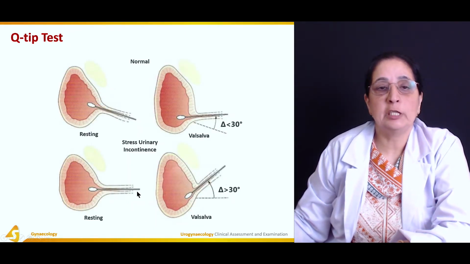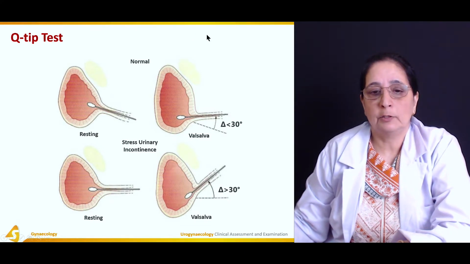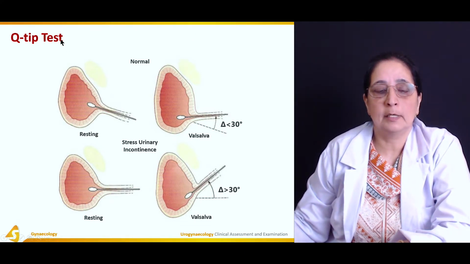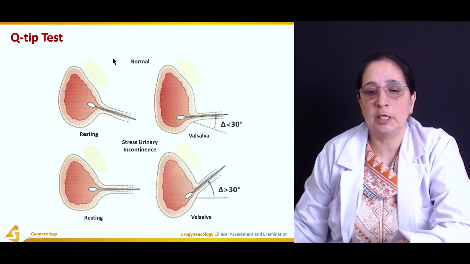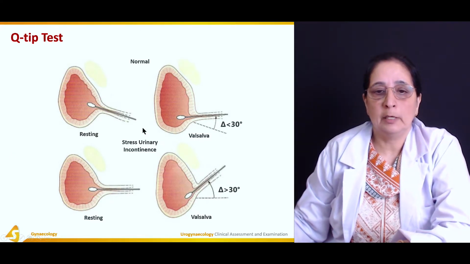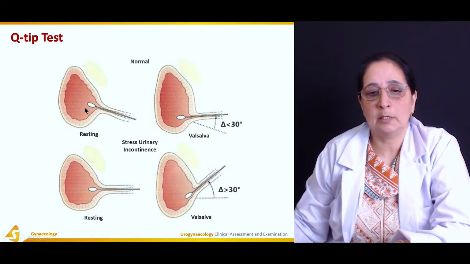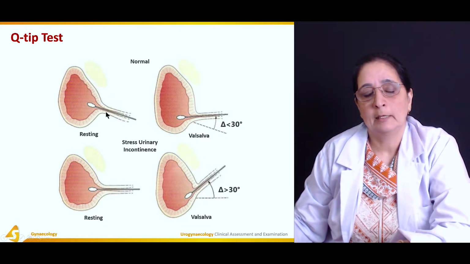So the Q-tip test is another test done to find out if there is any change in the position of the urethra. In the normal resting position, this is the angle in which the Q-tip is inserted. That should be straight like this.